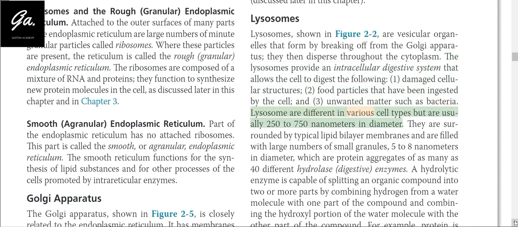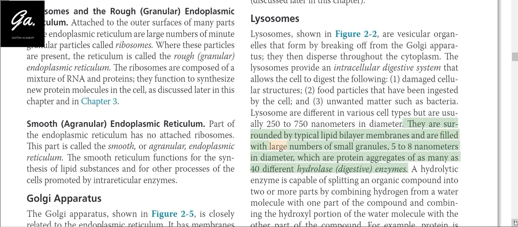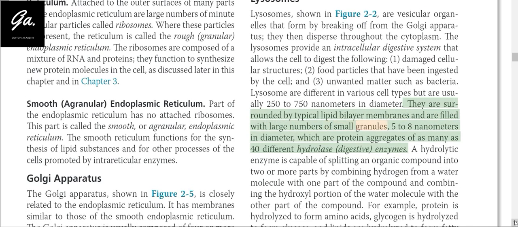Lysosomes are different in various cell types but are usually 250 to 750 nanometers in diameter. They are surrounded by typical lipid bilayer membranes and are filled with large numbers of small granules, 5 to 8 nanometers in diameter, which are protein aggregates of as many as 40 different hydrolase enzymes.